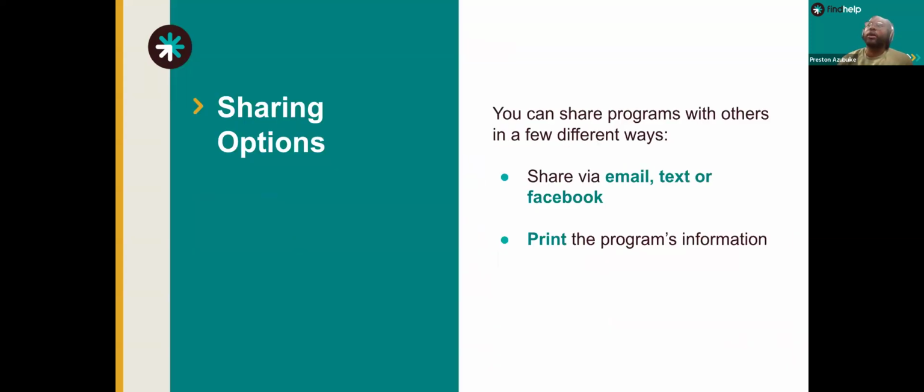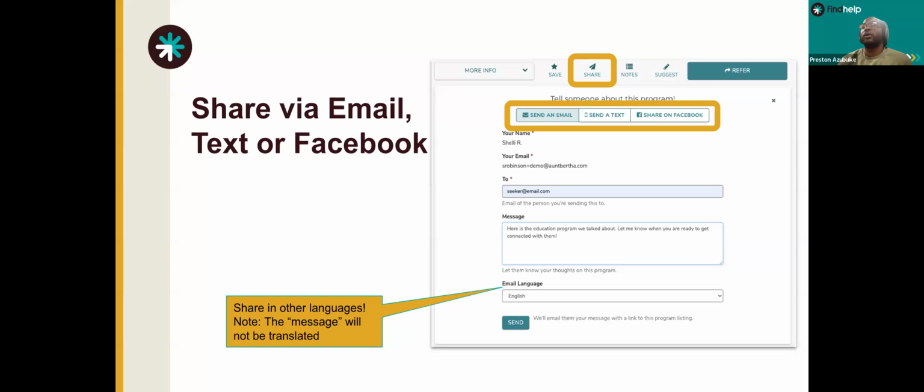I'd like to note as well, you do have a few different ways to share resources. The three ways are email, text, and Facebook. You also have the ability to print the program's information out as well. And with our Google Translate API, you're able to actually translate the message that you'd like to associate with the sharing of the resources as well.